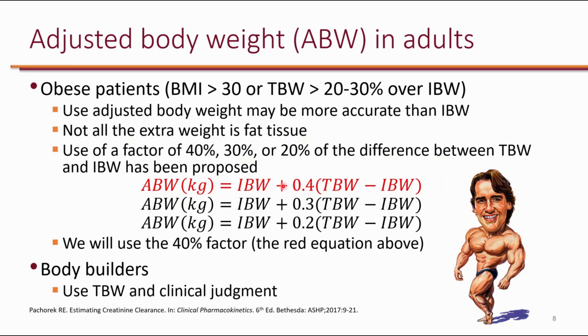And for this class, we will use this equation. And of course, when it comes to bodybuilders, even though their BMI may look like it's too high, or their total body weight is more than 20 to 30% over, that's typically their muscle. So you may not actually have to calculate adjusted body weight, but always use your clinical judgment.